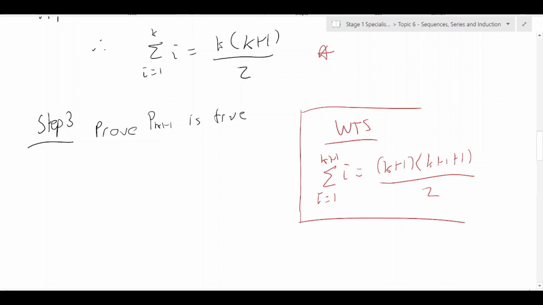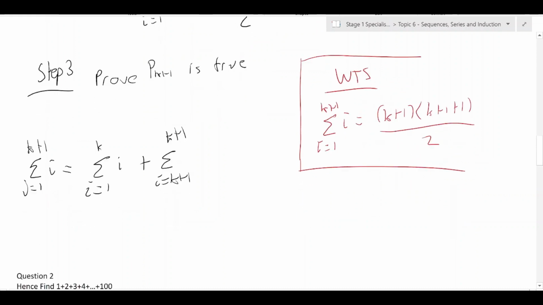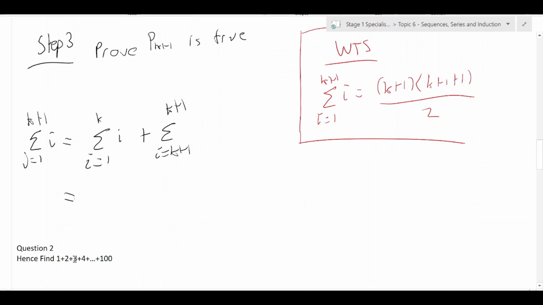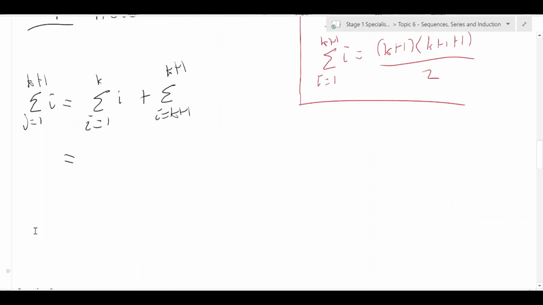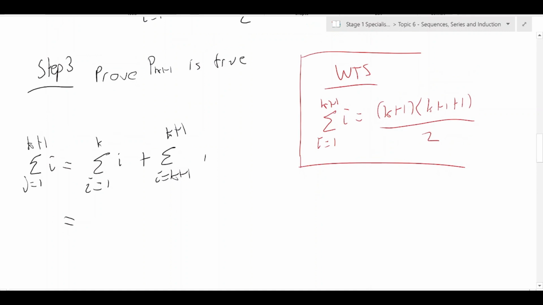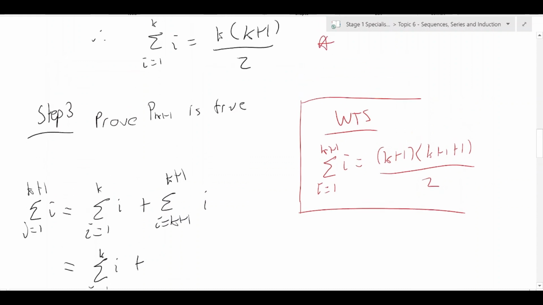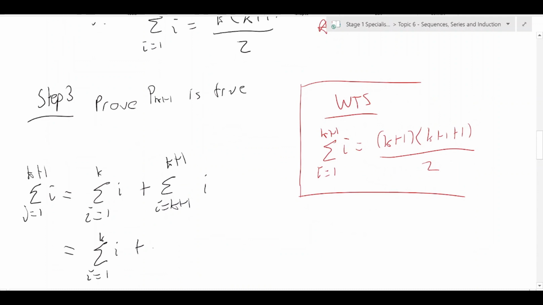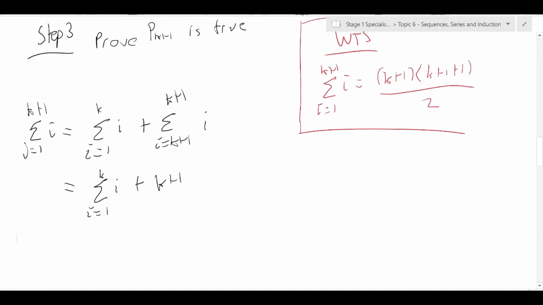So let's try and do it. We're going to start from this left-hand side. So we're going to go sum from i equals 1 to k plus 1 of i. And then pretty much what you always do is you split it. You split it up into the first k terms, and then you have your next term. So this is going to be the sum from i equals 1 to k of i, plus this next bit, which is just going to be k plus 1, essentially.